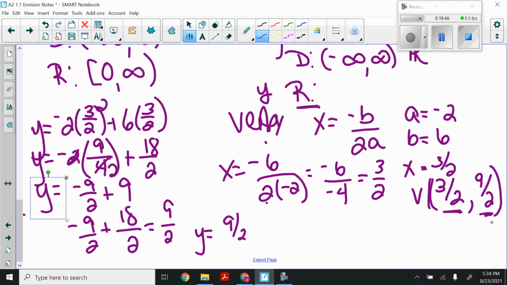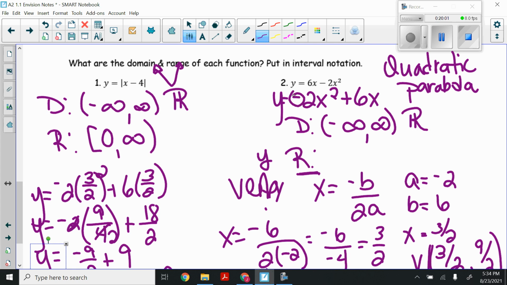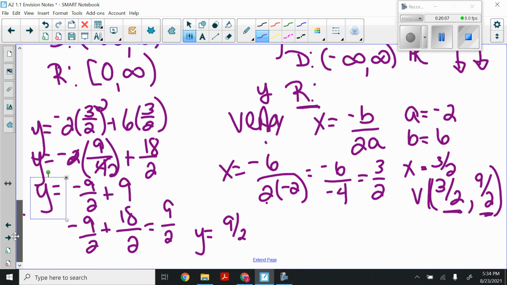I'm looking for my range. So my smallest y value is 9/2. Okay. Or sorry, not my smallest. This is going to be my biggest y value. Another thing we talked about, my a is negative, so this parabola is opening down. Sorry about that. So my biggest y value is going to be 9/2, so that means my smallest y value is negative infinity. So negative infinity up to 9/2. 9/2 is included, so bracket. Okay. So that's how we would do a domain and range when we're not given a graph, but we're given the equations.